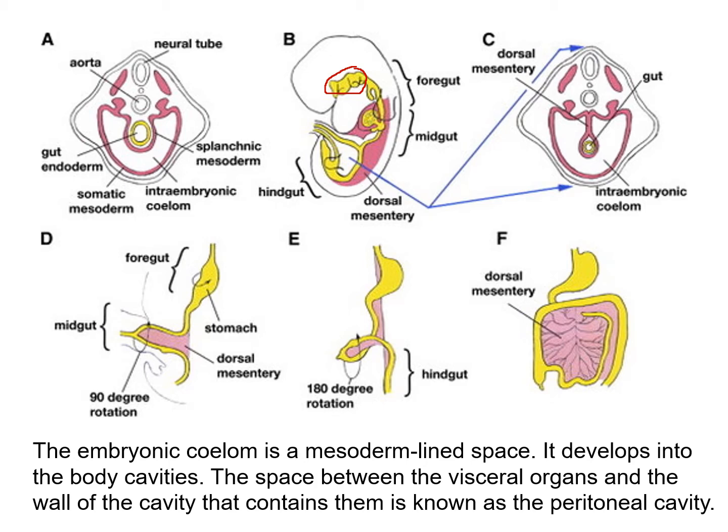The mesenteries also contain a lot of blood vessels. So of course, we need lots of blood flow to the digestive organs, not just to feed those organs, but also to extract nutrients that's going to feed the entire body.